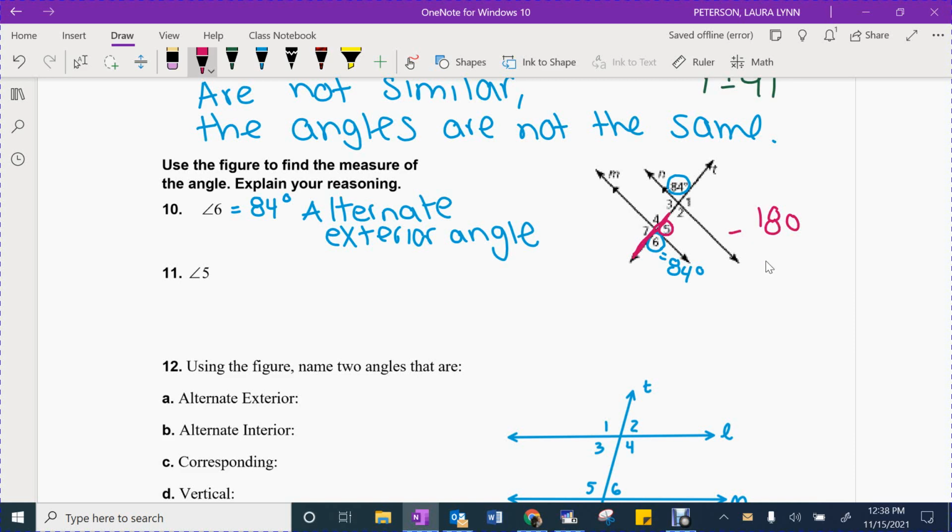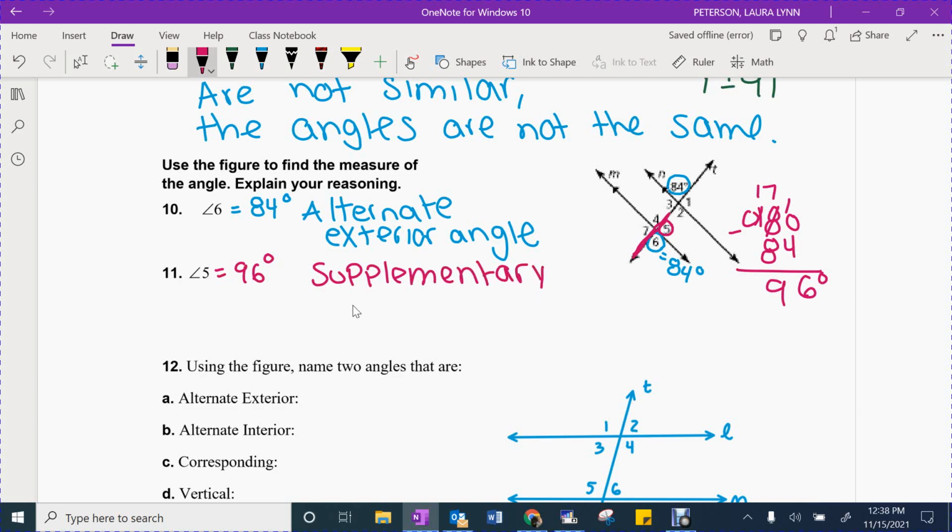So to find the missing value, I just subtract what I know, which is 84, from 180. I can't do 0 minus 4, so you borrow. We're going to end up borrowing again. So we end up getting 96. So angle 5 is actually 96 degrees, and our reason is that it was supplementary to angle 6.